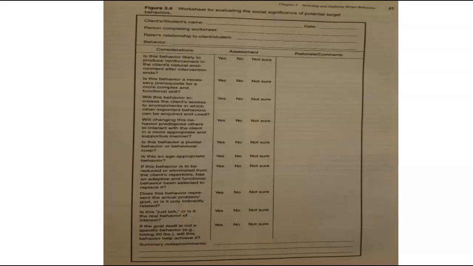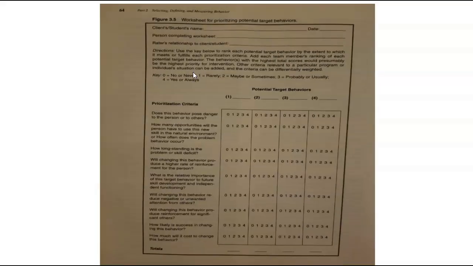Then this is a worksheet for evaluating the social significance of potential target behaviors. So you're gonna write the behavior of interest here, and you're gonna try to figure out if this behavior is socially significant. These are very important questions you should ask. Is this behavior likely to produce reinforcement in the client's natural environment after intervention ends? So, you're teaching a new skill. Is this skill going to continue after you finish working with the client? Very important, because what's the point of teaching a new skill or working on a behavior if it's going to stop once you stop the intervention?